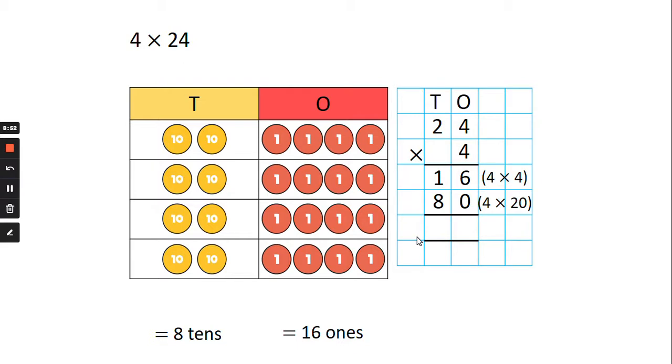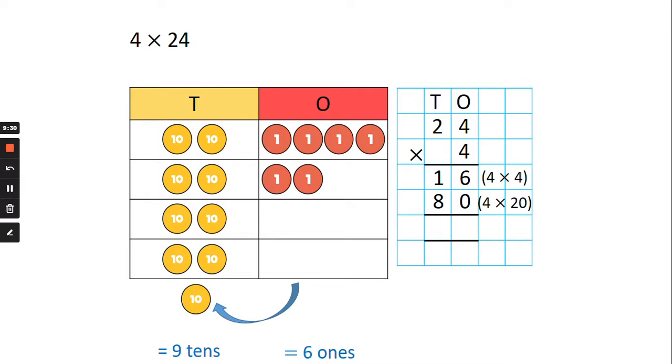To solve my multiplication, I now need to add the total of my 2 steps. So I have 6 ones and 9 tens. And we can see how that works in our place value chart by doing an exchange. As you can see, there are 16 ones in the ones column, which is too many to fit in one column. So we are going to take 10 ones and exchange them for 1 tens counter.